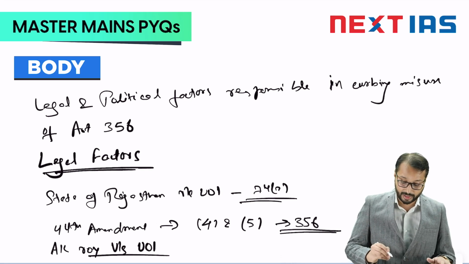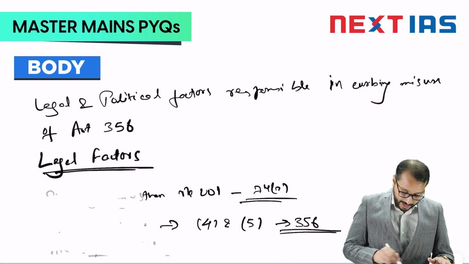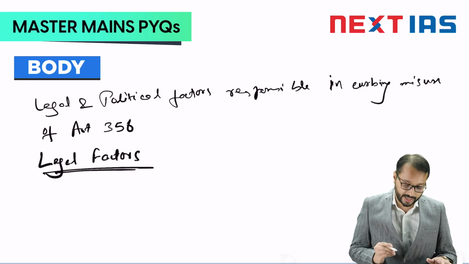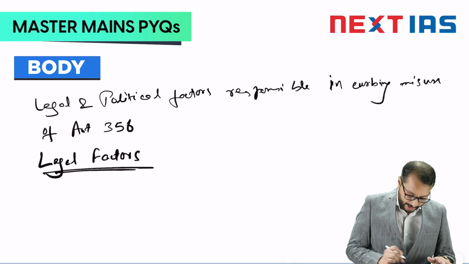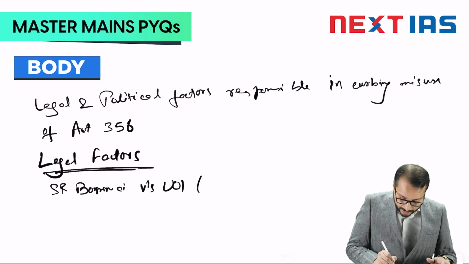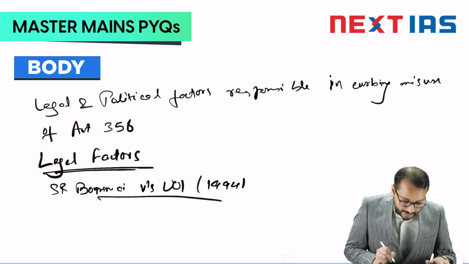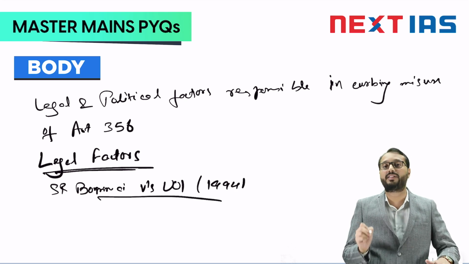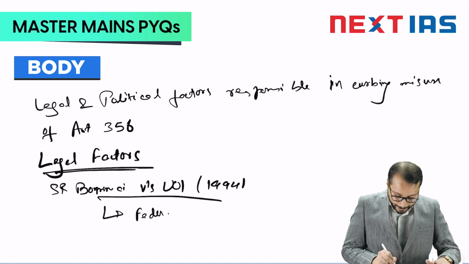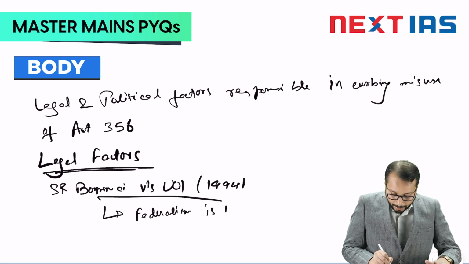And finally, the most important judgment, that is the SR Bommai versus Union of India, happened, right? So we are going to discuss more about SR Bommai versus Union of India because that is the direct demand of your answer, right? SR Bommai versus Union of India, 1994. It was a landmark judgment, and the very first thing it highlighted was that federalism is part of the basic structure doctrine.